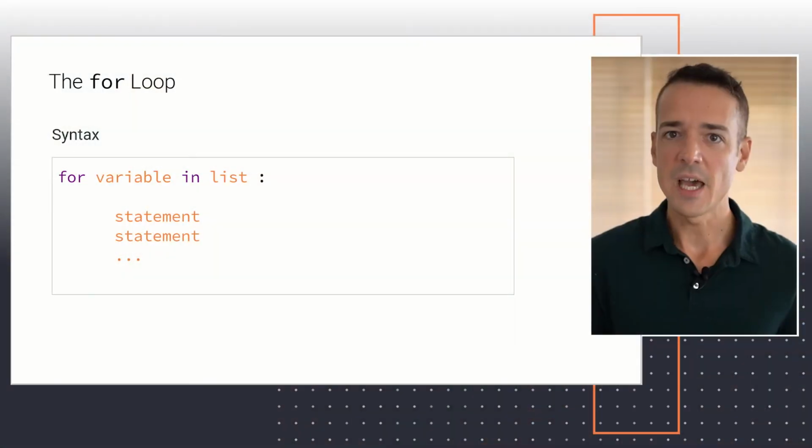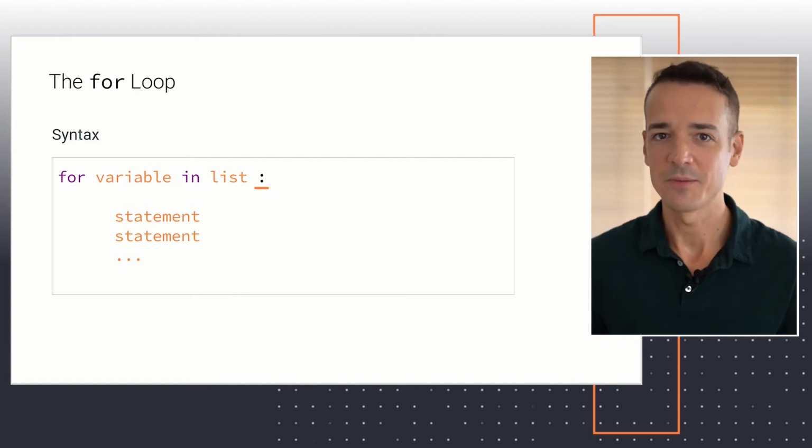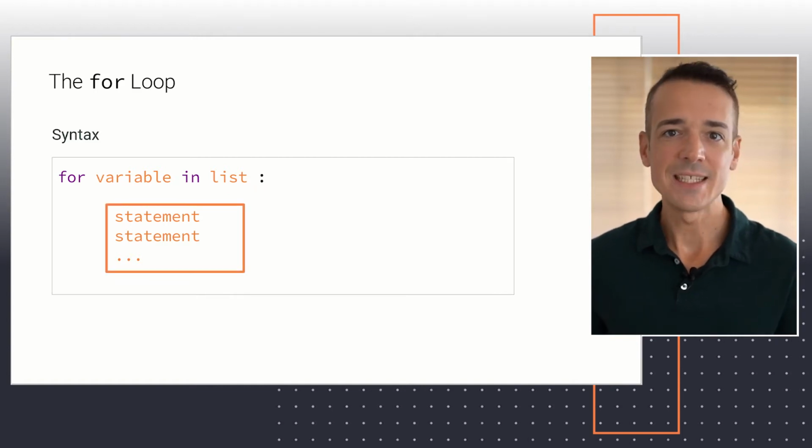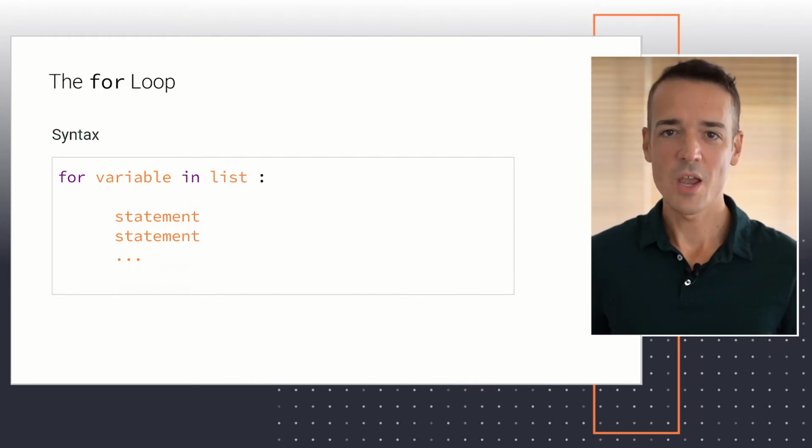The for loop is a convenient looping structure, alternative to the while loop, that has the following syntax. Its header begins with keyword for, followed by a variable name, followed by keyword in, followed by a Python list, and ending with a colon character. Then we have a sequence of indented statements that form the body of the loop.